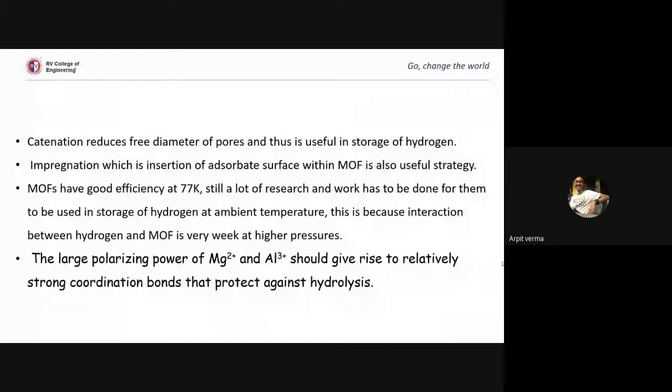MOFs have good efficiency at 77 Kelvin. However, a lot of work has to be done to see how they perform at ambient temperature, because the interaction between hydrogen and MOF is very weak at higher pressure. One more method which can be used to increase efficiency is adding cations like magnesium 2+ and aluminum 3+, as they give rise to strong coordination bonds that protect against hydrolysis.